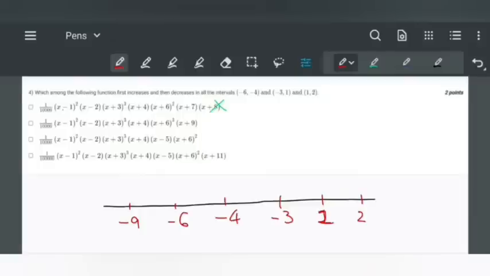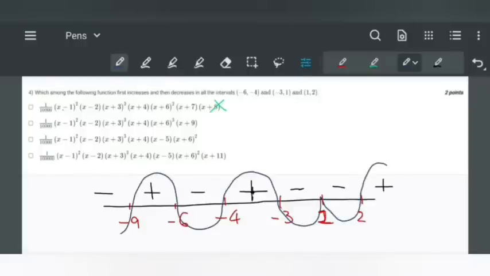Okay, so by wavy curve method, right hand side positive. X minus 2 odd power, sign will change. X minus 1 even power, sign won't change. X plus 3 odd power, x plus 4 odd power, x plus 6 again odd power, and x plus 9 again odd power. Okay, so the function will be positive, negative, negative, positive, negative, positive, negative. So first will be -6 to -4. Again in this from -6 to -4, the function first decreases then increases. So second option is also wrong.